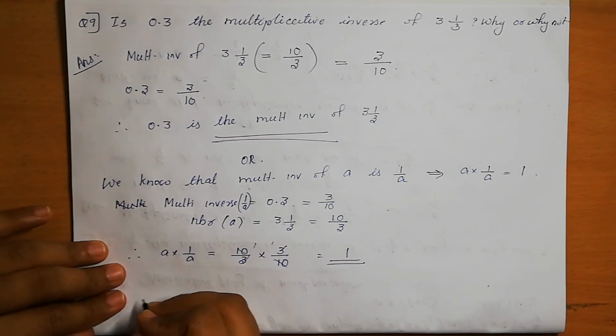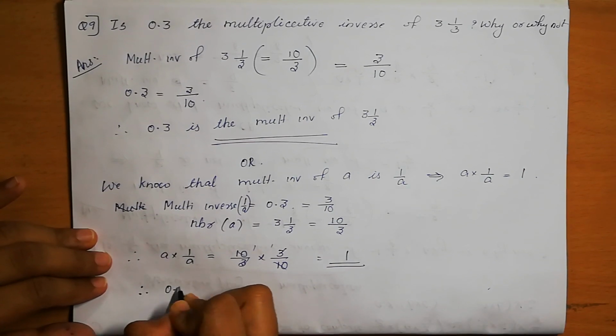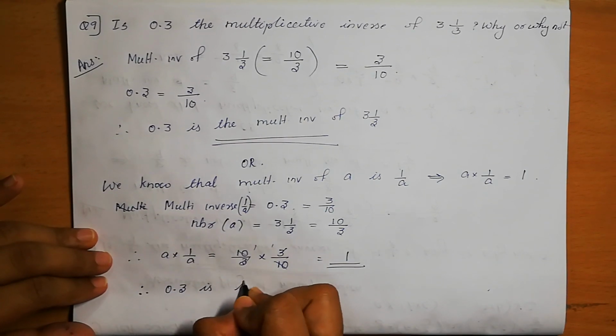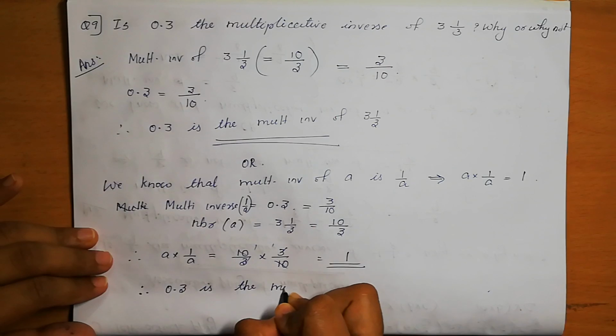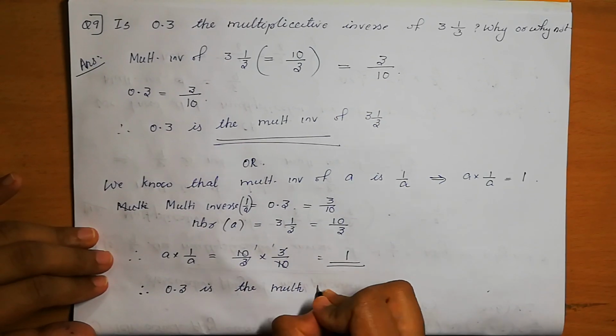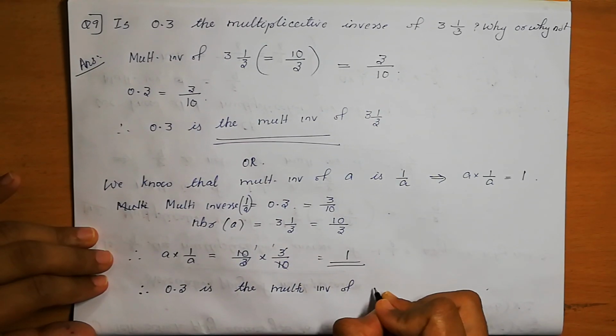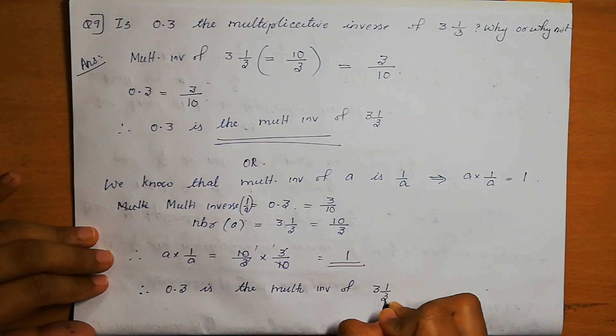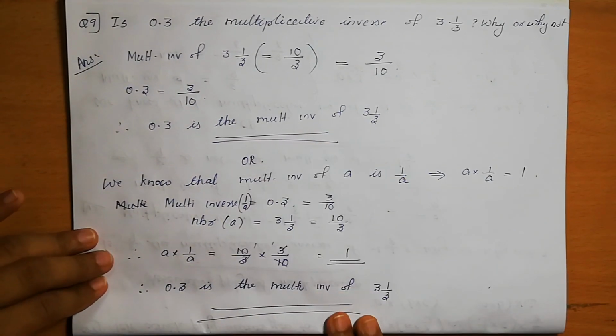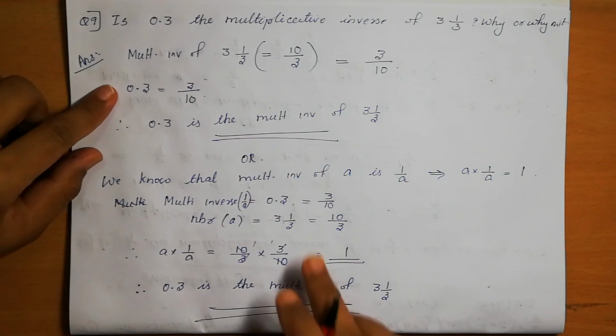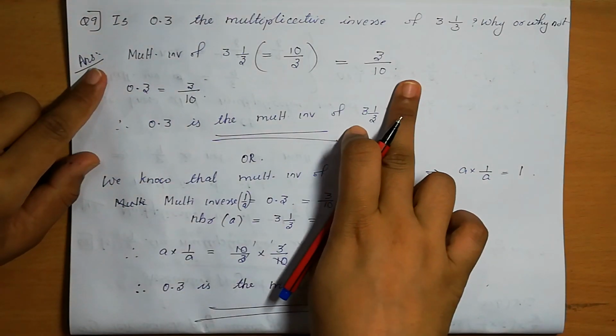So what we can write, therefore 0.3 is the multiplicative inverse of 3 1 by 3. Any one method we can use. So from here, the multiplicative inverse of 3 1 by 3 is equal to 3 by 10.